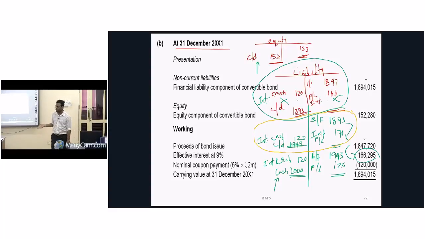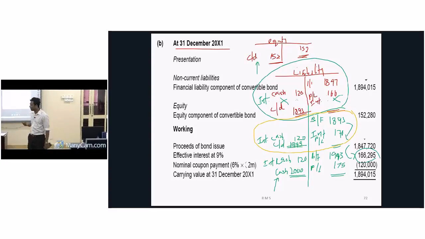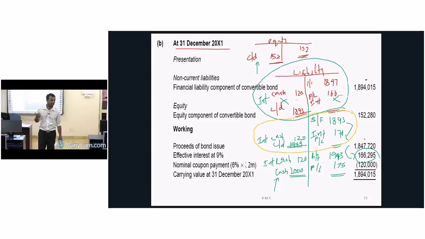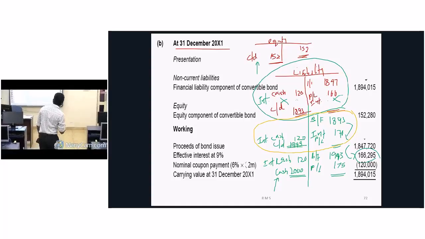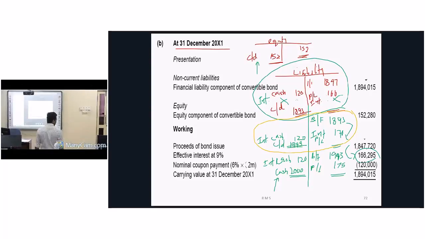Though, you can write it as double entries. If you write two double entries: cash credit, liability debit 120. Interest, profit and loss account debit. Liability credit 170.